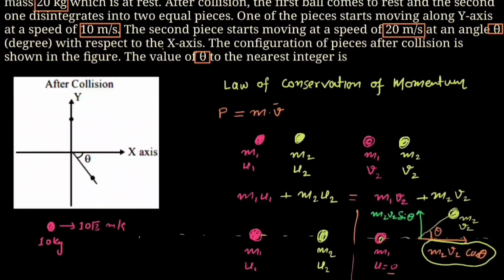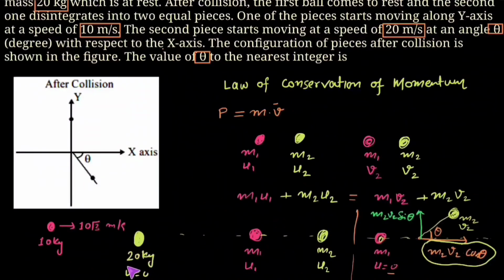There's another ball. This one is a little bit bigger. The mass is given as 20 kg. This ball is initially at rest, so the velocity is 0. After collision, what happens? This bigger ball is split into two equal pieces. So each piece will have the mass of 10 kg. So this is the picture after collision.